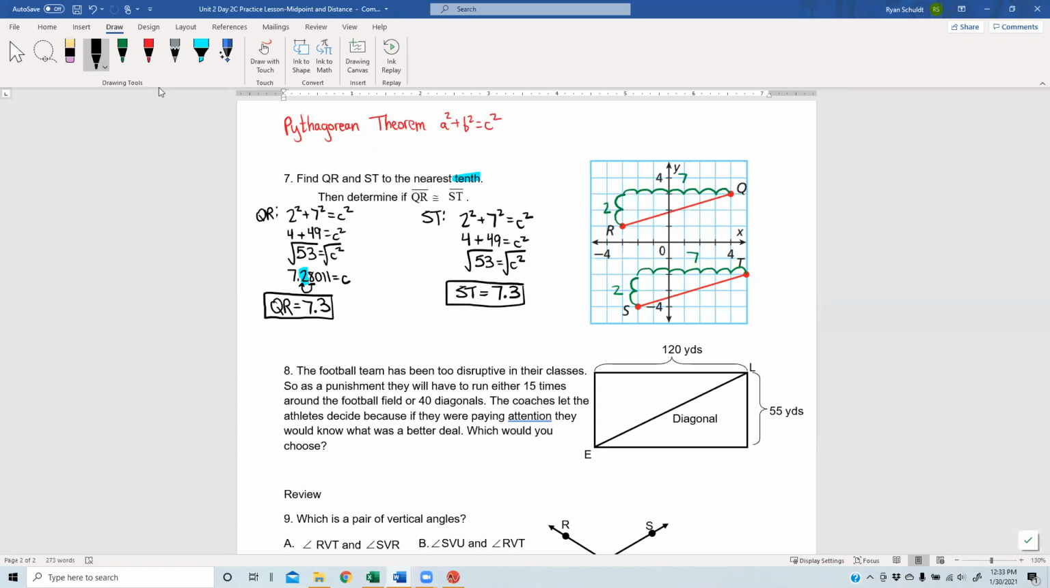Now, they're the same, so that means since QR equals ST, then segment QR is congruent to segment ST. There we go.